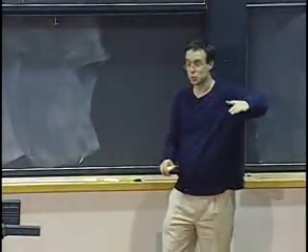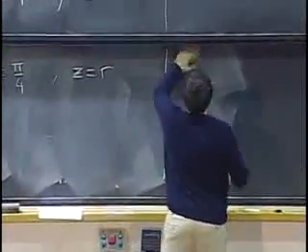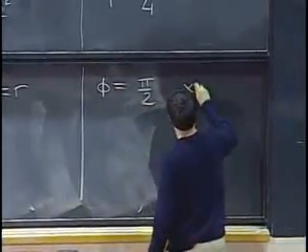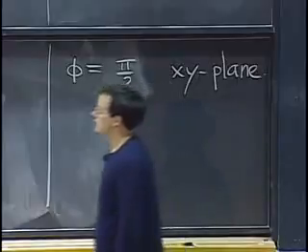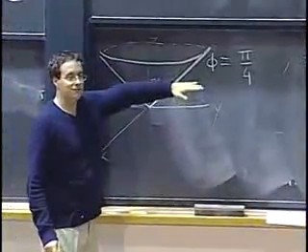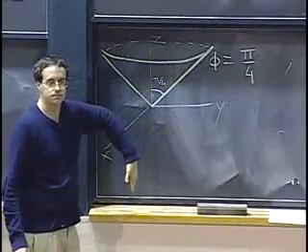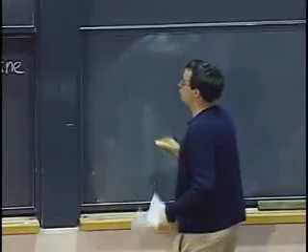Yeah, it's just going to be the xy plane, okay? That's the flattest of all cones. So phi equals pi over 2 is just the xy plane. And in general, if phi is less than pi over 2, then you're in the upper half space. If phi is more than pi over 2, you'll be in the lower half space. Okay. So that's pretty much all we need to know at this point.